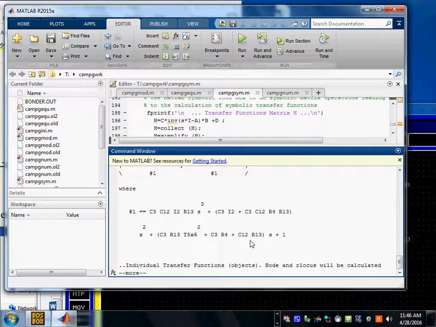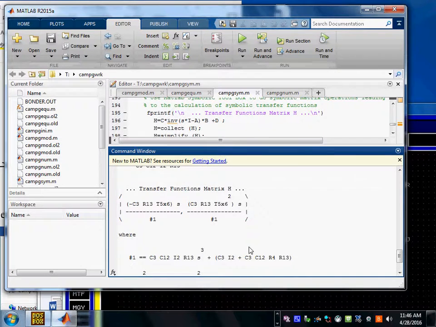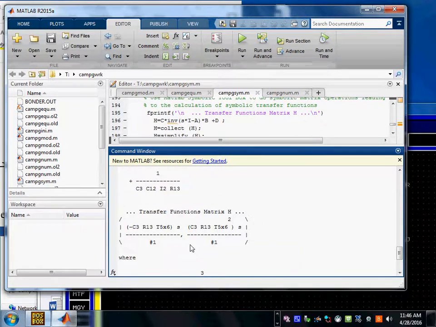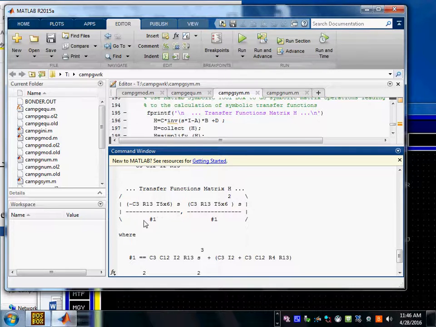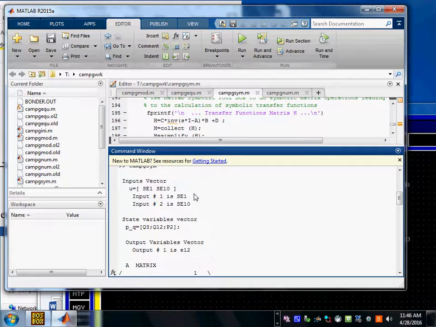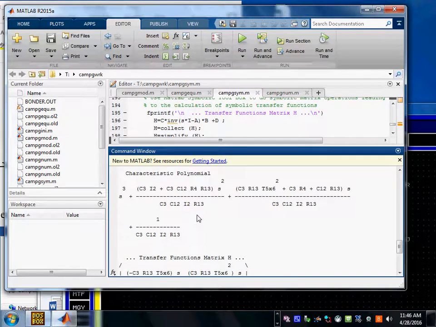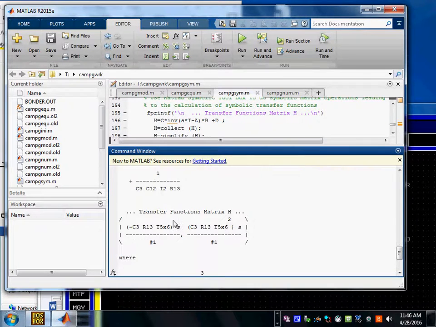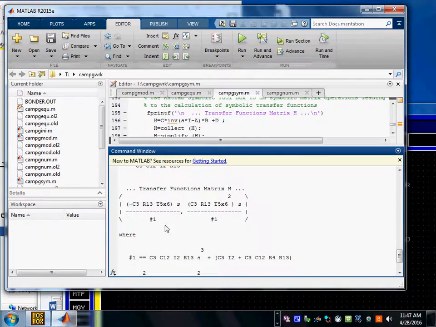We have established the transfer function matrix right here. It has one for the first input and one for the second input, but you see the first input, you have to see it in here, is SE1. And the second one is this. So the one that we really care about is this one right here. And this is the denominator right here. If we give the values, then we could obtain the Bode plots as well.